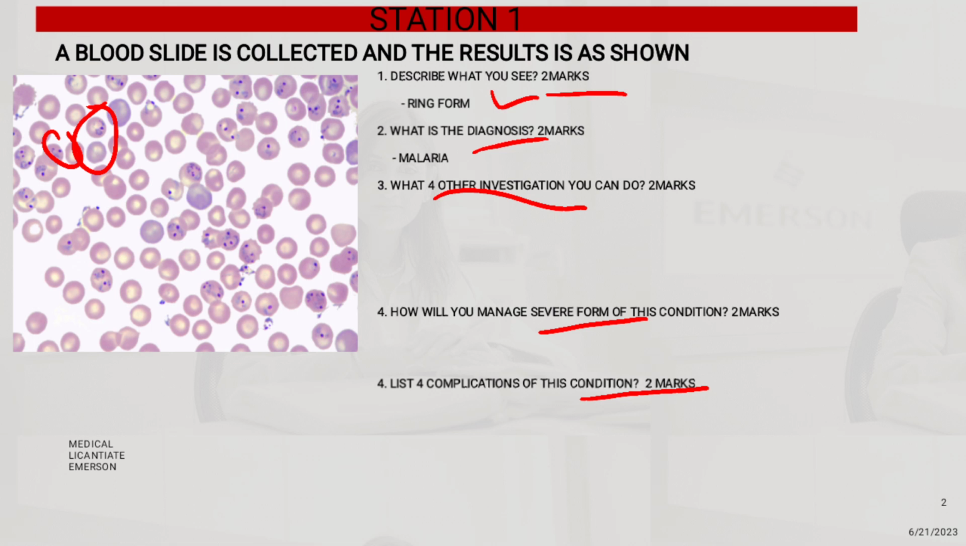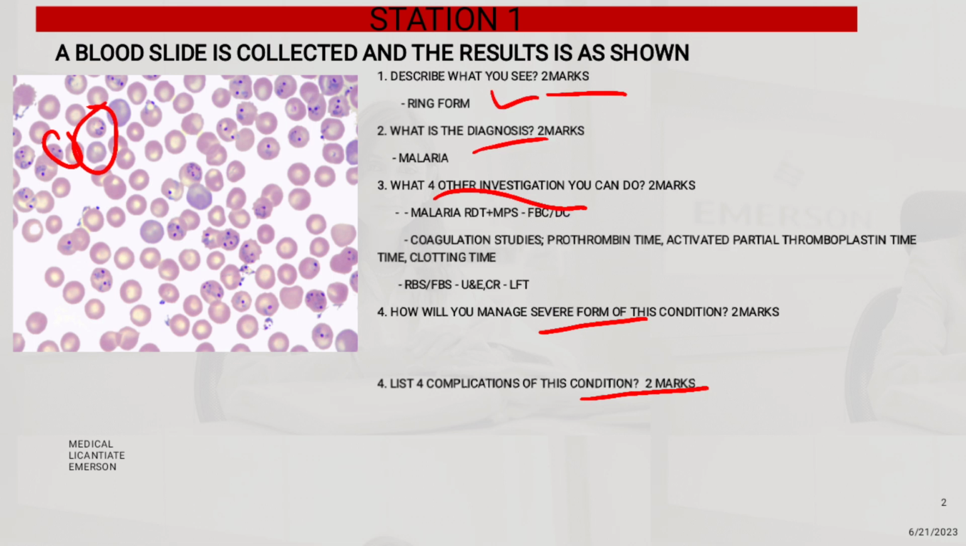Okay. Then for investigations, you can do malaria RDT plus MPS, your full blood count and differential count, coagulation studies, prothrombin time, activated partial thromboplastin time, RBS, FBS, U&Es, creatinine, LFTs, all these things. You are all well and good.